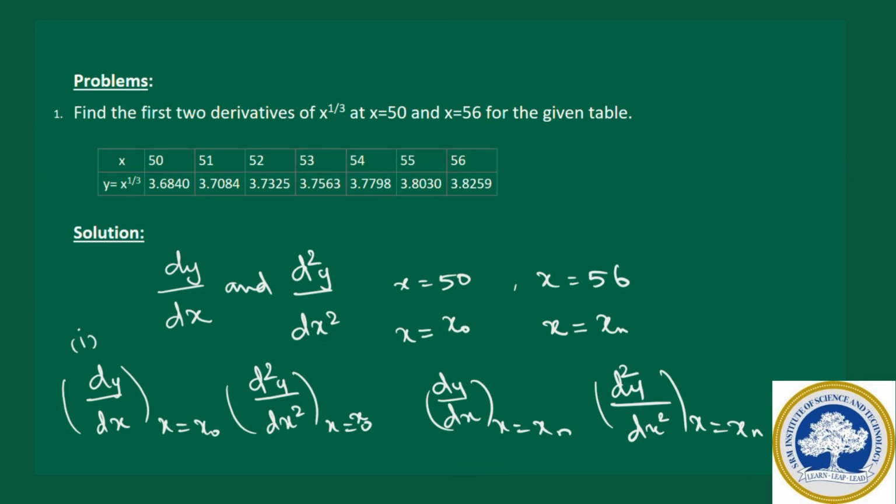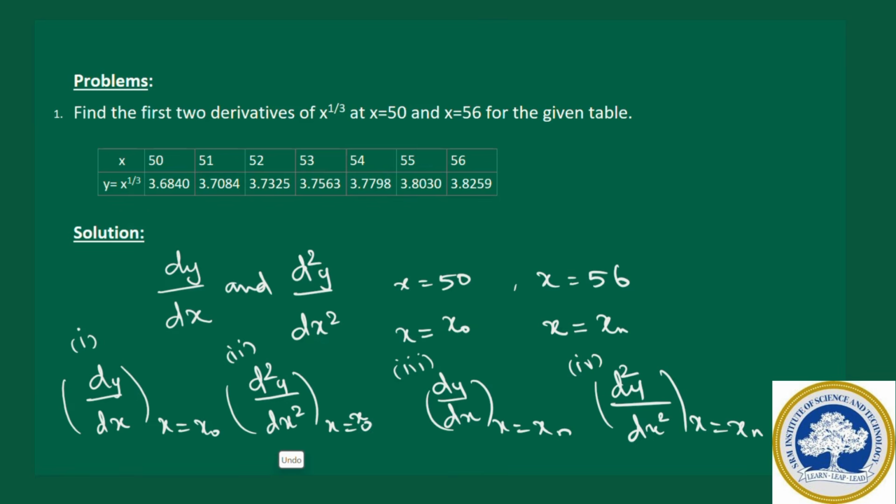So this is one formula, this is another formula, this is the third formula, and then the fourth one. Here the first and second are forward difference formulas, and the third and fourth are backward difference formulas, because 1 and 2 represent x equal to x naught and 3 and 4 represent x equal to xn. For all these four terms we have separate formulas, so we can apply them.